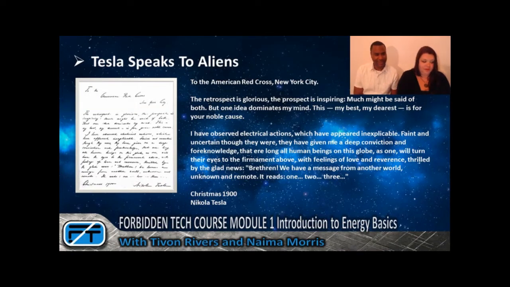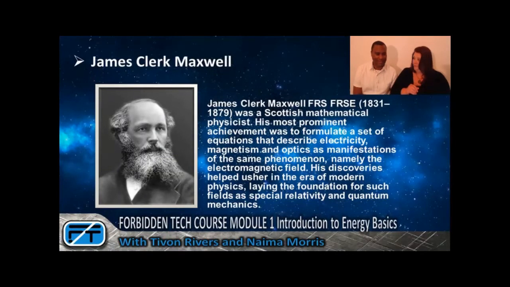All right, we're going to move on to a different person now. This is James Clerk Maxwell, and he's very significant and important. He created all these equations. James Clerk Maxwell lived from 1831 to 1879, and he was a Scottish mathematical physicist. His most prominent achievement was to formulate a set of equations that describe electricity, magnetism, and optics as manifestations of the same phenomenon, namely the electromagnetic field. His discoveries helped usher in the era of modern physics, laying the foundation for such fields as special relativity and quantum mechanics. He's the guy, he came up with all these amazing theories that are used in a lot of things today.